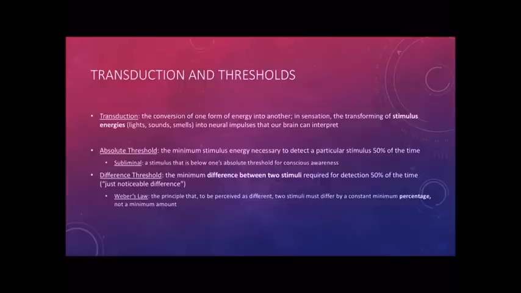So when I was holding 10 pounds and I had 5 pounds added, that's a 50% increase to my weight. Versus if I put 5 pounds on top of 100 pounds, that's just a 5% increase to the weight. I may not notice it. But if I increase that to 50%, putting 50 more pounds on top of my 100, now I will notice it. So Weber's law states it's not a minimum amount, but a minimum percentage that the two stimuli have to differ by in order for you to reach the difference threshold.